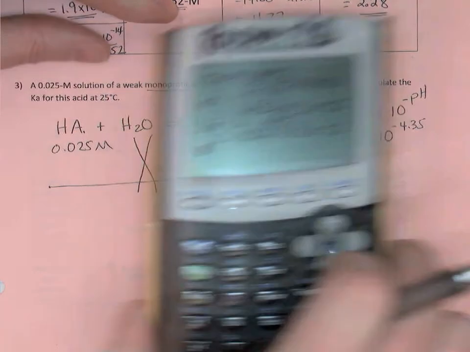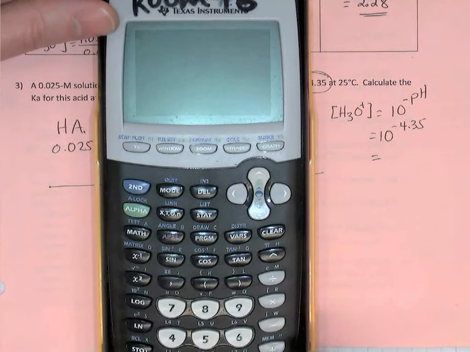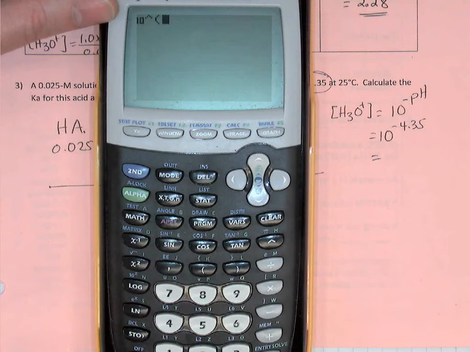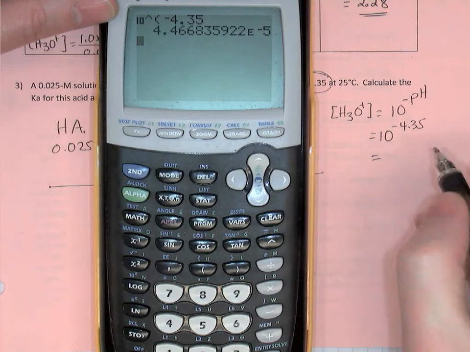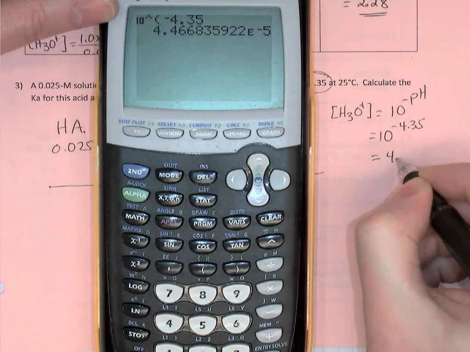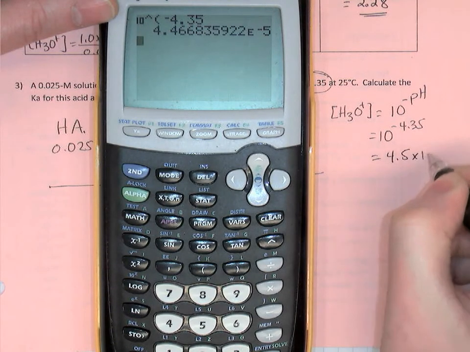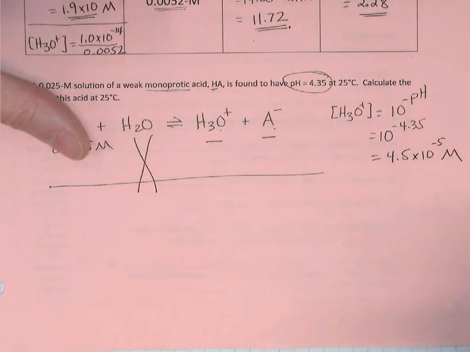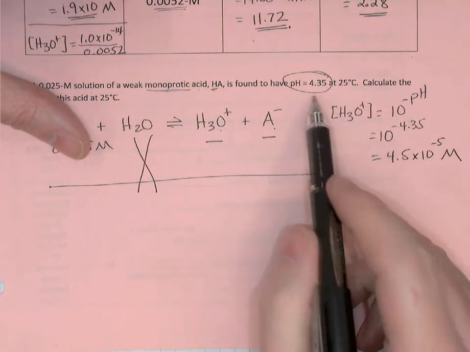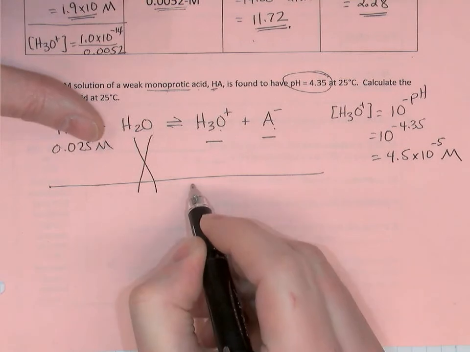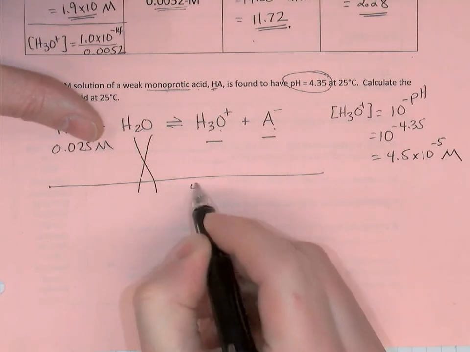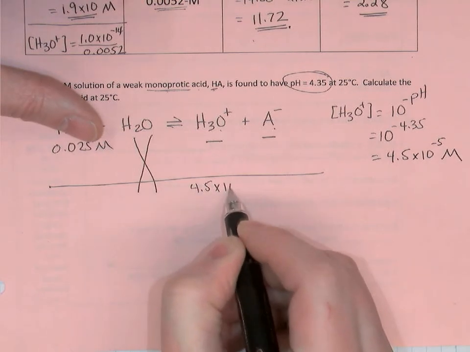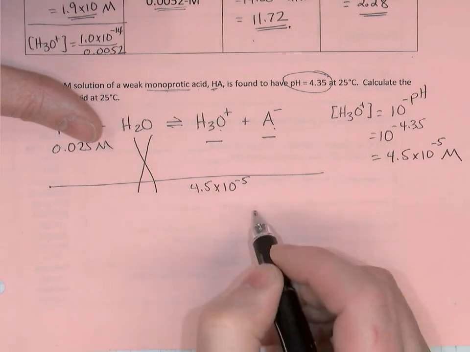So with my calculator again, using the second function log button, second function log, 10 to the power of negative 4.35. The hydronium was 4.5 times 10 to the minus 5 molarity. That concentration of hydronium came from the pH, so it goes on the equilibrium line of this table, 4.5 times 10 to the minus 5 molarity.